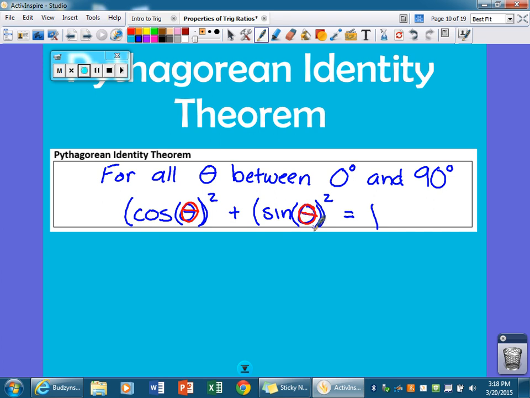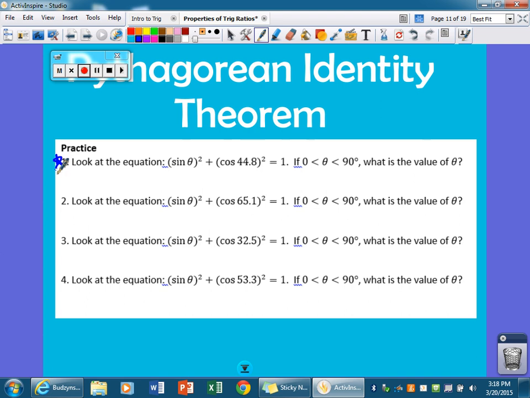All right, let's do one example. So again, I'll do this one. It says, look at the equation. Sine of theta squared plus cosine of 44.8 squared equals 1. If 0 is less than theta, which is less than 90 degrees, what is the value of theta? This is an important part to have because we have to know that this theorem only works between this and this. So if it didn't work out, we would have to do something else. Now, again, if this is our theta, that means this is our theta. So our theta equals 44.8. Test in your calculator, see if it's true. And then do 2, 3, and 4.